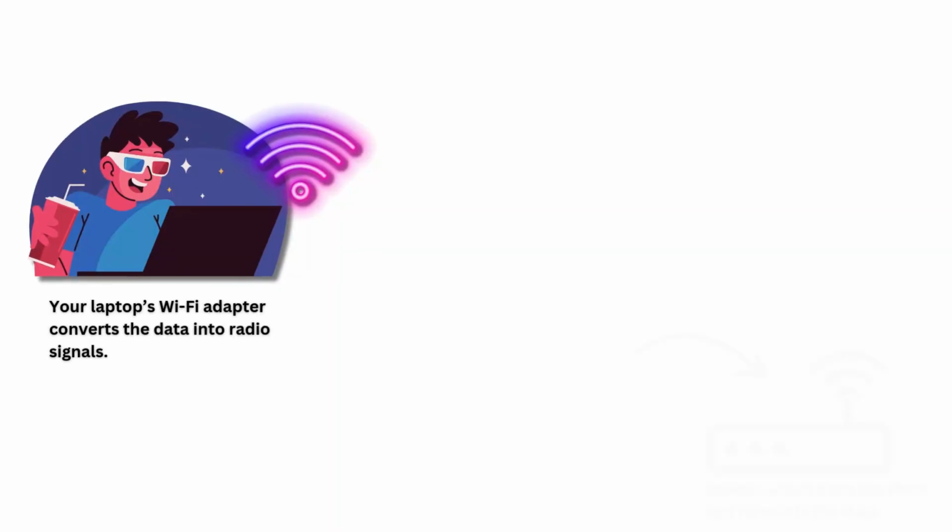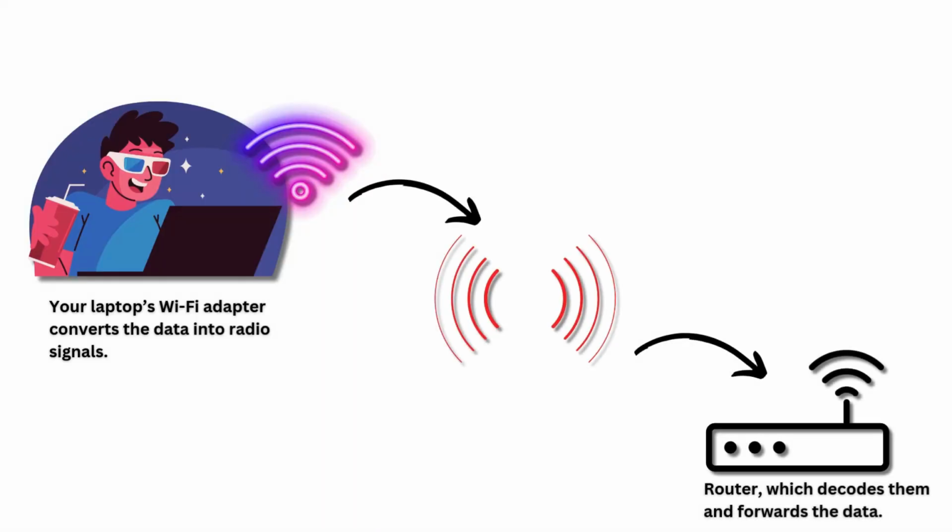Now let's see how this works in a real-world setup. Imagine you're streaming a movie on your laptop. Your laptop's Wi-Fi adapter converts the data into radio signals. So this signal travels to your router, which decodes it and forwards the data. On the other end, the router of the streaming service sends data back to your laptop using the same process. So the network access layer is where it all begins, converting your data into signals and sending it out into the world. Whether you're streaming, browsing, or uploading, this layer makes it happen.